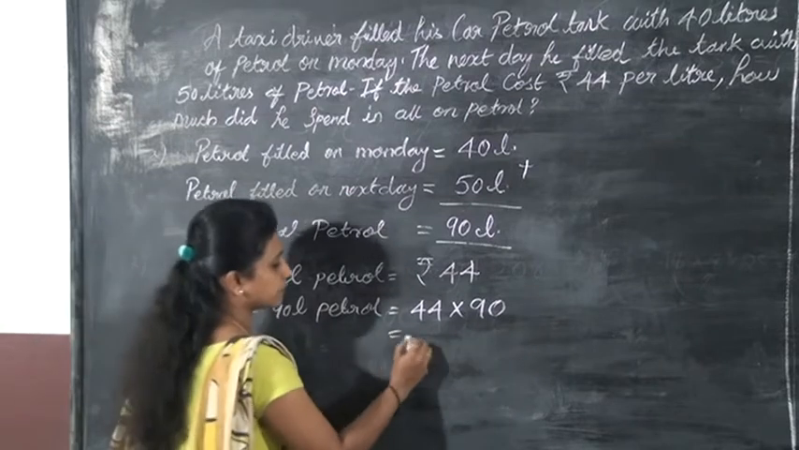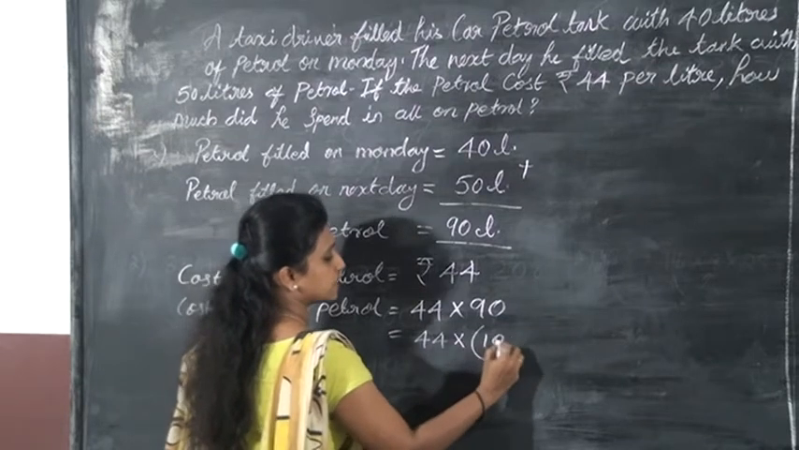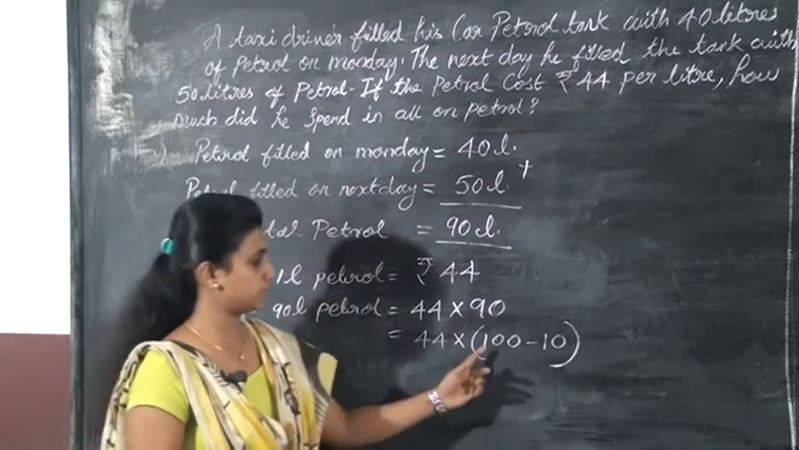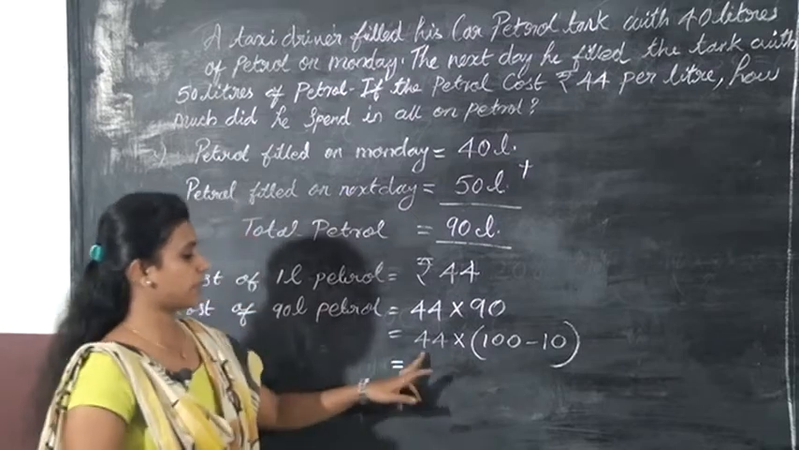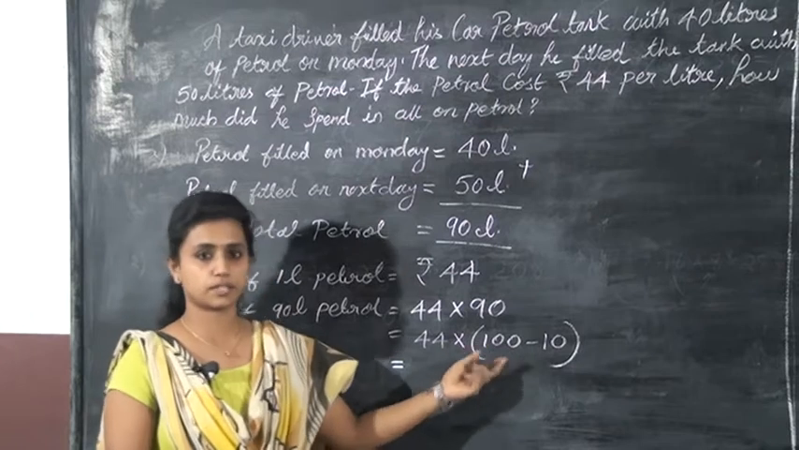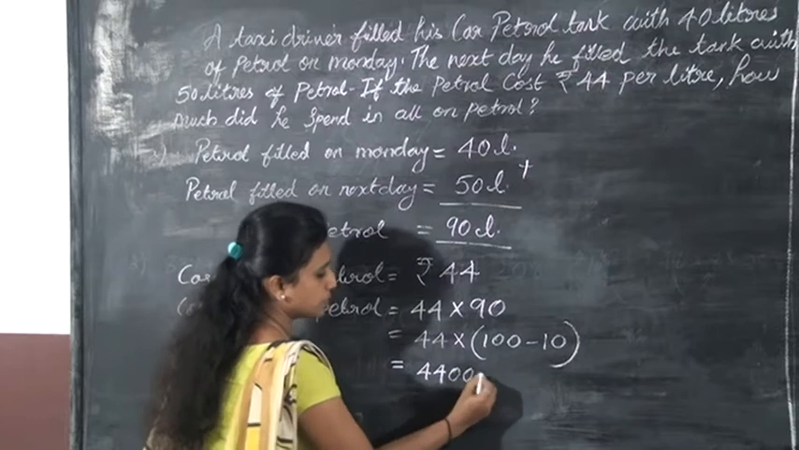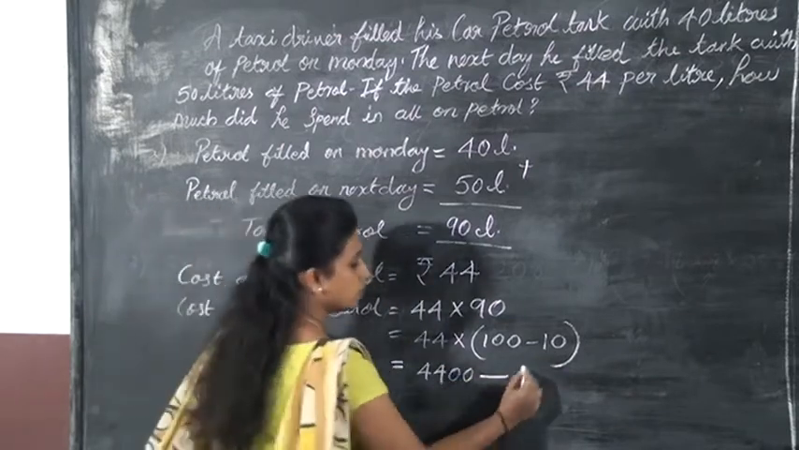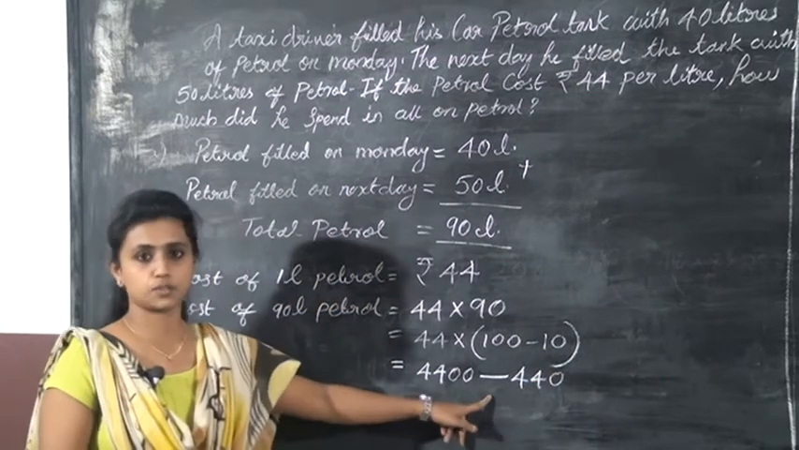That is, 44 into 90. 90 means it is 100 minus 10. Here we can change this number. 90 can be changed like this, 100 minus 10. Now the next step is you want to multiply this number by these two numbers. So 44 into 100 is 4, then add 2 zeros, minus 44 into 10, that is 440. Okay, now we want to subtract these two numbers.